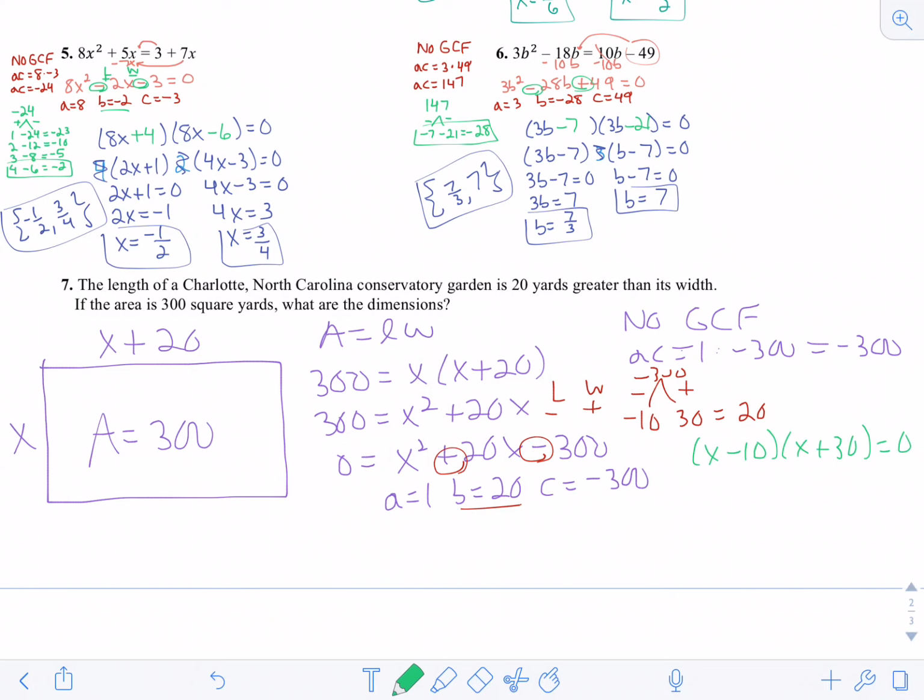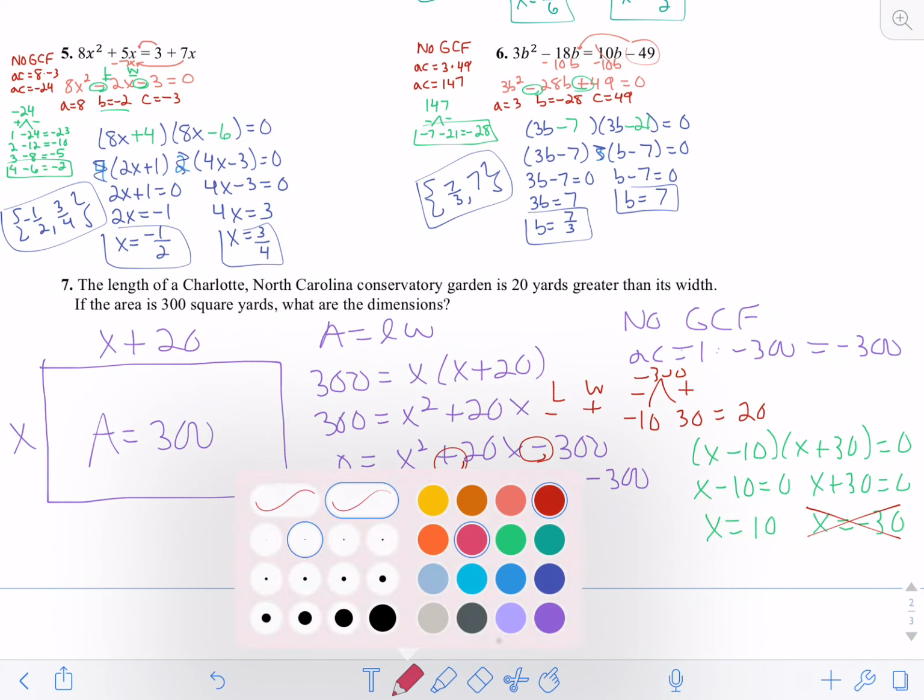When I set those equal to 0, x minus 10 is equal to 0, x plus 30 is equal to 0, so x is equal to 10, and x is equal to negative 30. Now here's where common sense comes in. If I ask you to measure something and you say, oh, it's negative 30 centimeters, that doesn't make sense. So that one is gone. You cannot have a negative measurement.